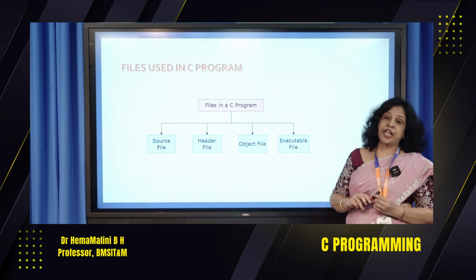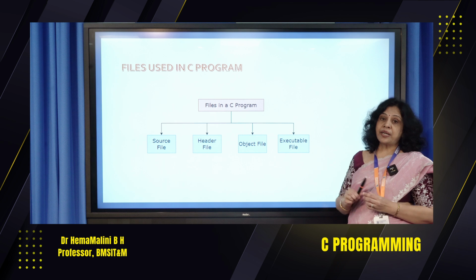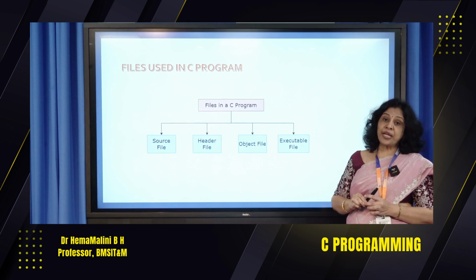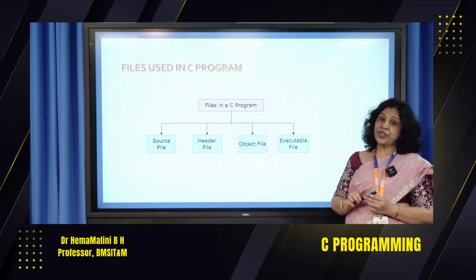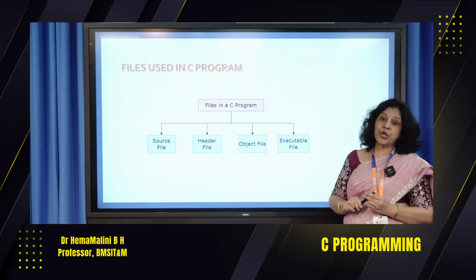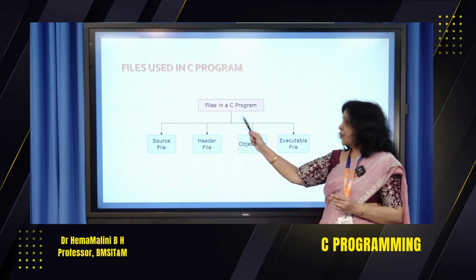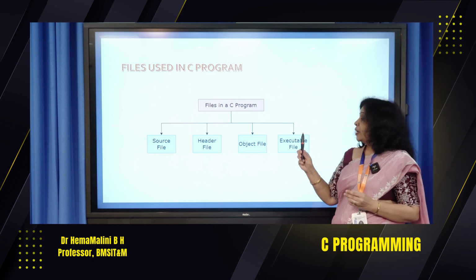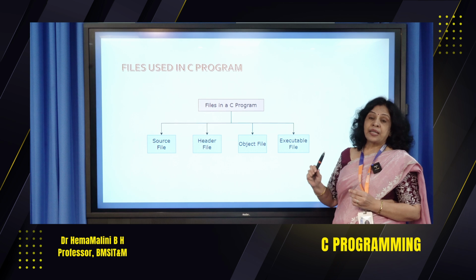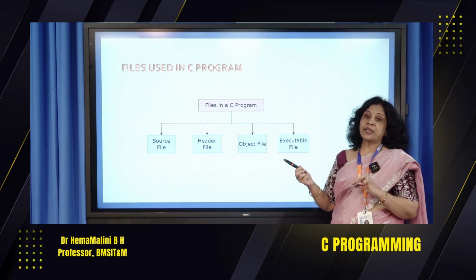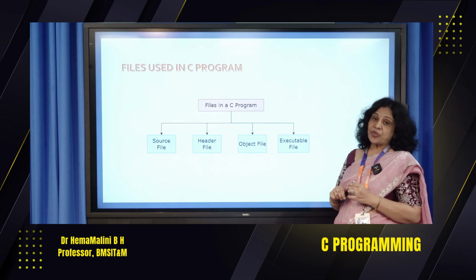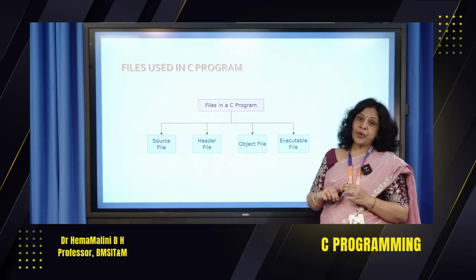Then comes the executable file. Usually in C, if it is a DOS platform, we will have an .exe file. If you are working on Linux or Unix, it will be ./a.out. That is the executable file. Once you compile the source file, finally we will get the executable file if there are no errors in the program. We take this executable file, give input to it, and get the output. So we use this executable file after the process of compilation to run the program.